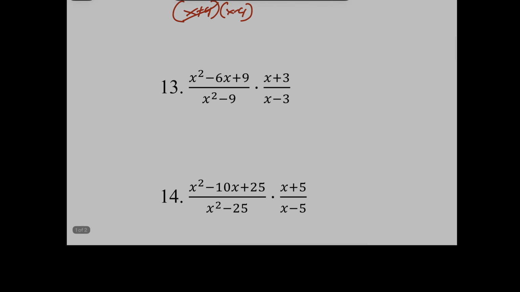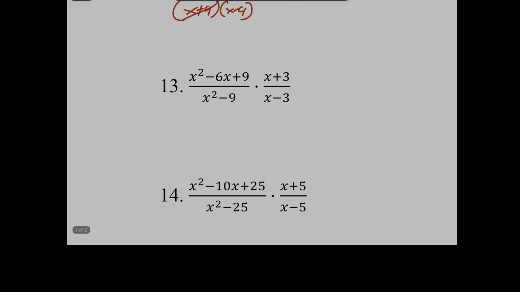All right, 13. This is different. On this one, I see third term positive, so we're going to factor like this. Remember this? Third term positive, signs are the same. Take the sign of the middle number. What multiplies to 9 and adds to 6? 3 and 3. We did all this in the factoring section. And this is going to be an x plus 3, x minus 3.